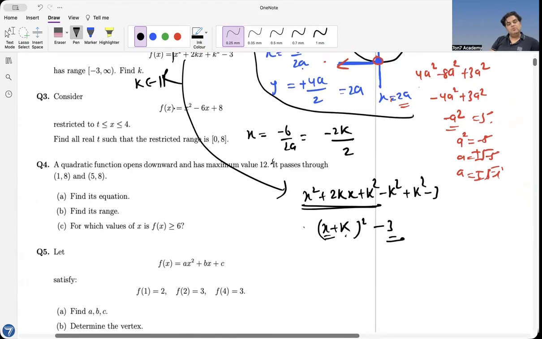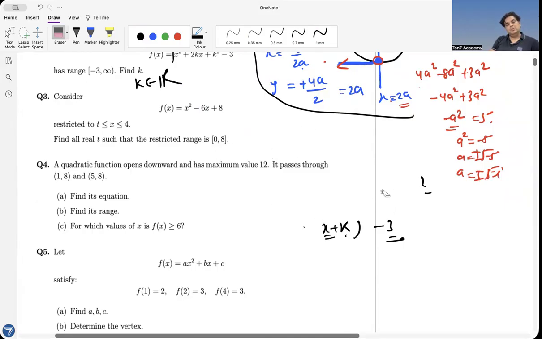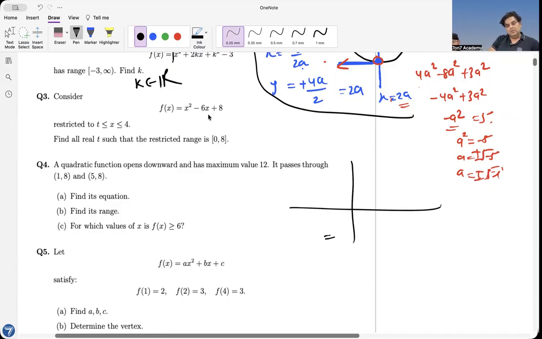Then the third question, what they say is they have x square minus 6x plus 8, and the range is given to you. If you try to draw it, can you change it into completing the square, or can you get the vertex of it? X is 3, no? You plug in 3 here, so 9 minus 18 plus 8 is minus 1. So the value is like this.